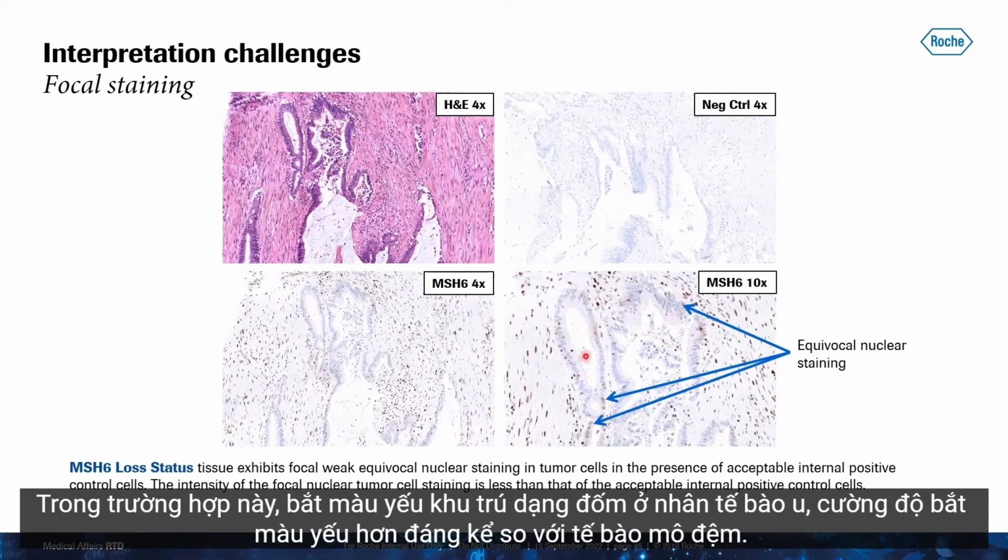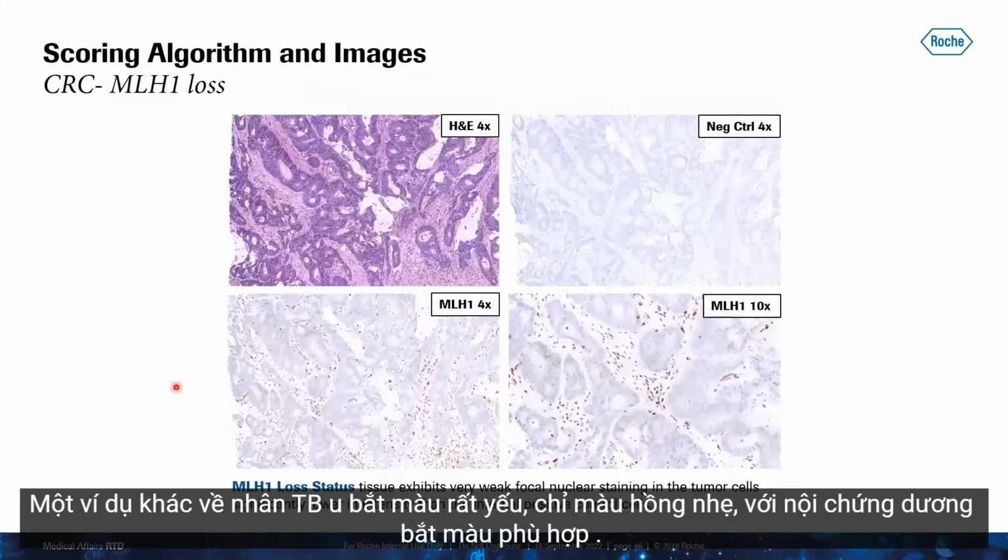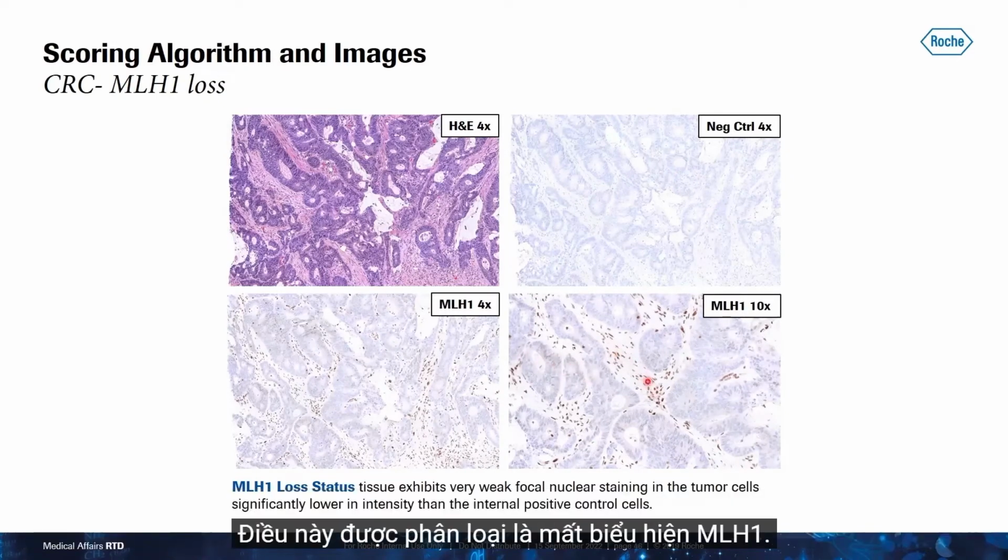Now, in this case of patchy focal weak staining by tumor nuclei, significantly weaker in staining intensity than the stromal cell staining, this is categorized as loss status in this example of MSH6. Another example of very mild or very weak blushy nuclear staining by the tumor cells in the presence of acceptable internal control cells. This is categorized as loss status in this example of MLH1.